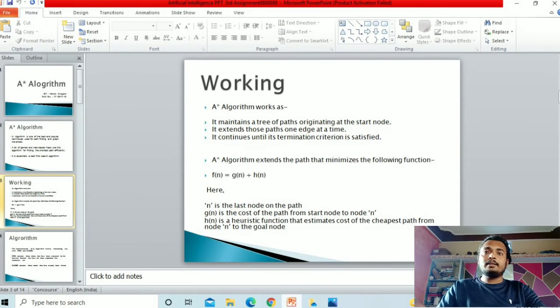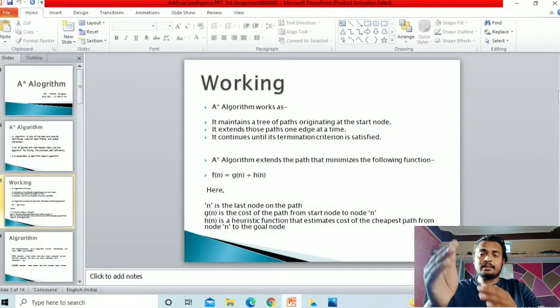And here is the working of the A star algorithm. A star algorithm works as it maintains a tree of paths originating at the start node. It extends those paths one edge at a time. It continues until a certain termination criterion is satisfied. A star algorithm extends the path minimizing the following function, as you can see in the PPT given below.